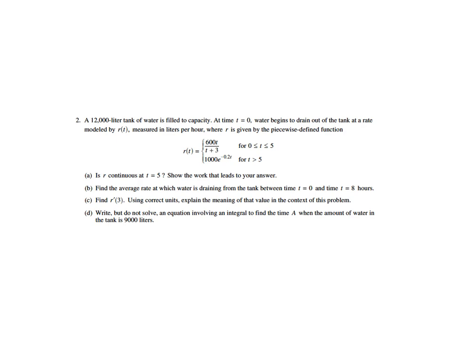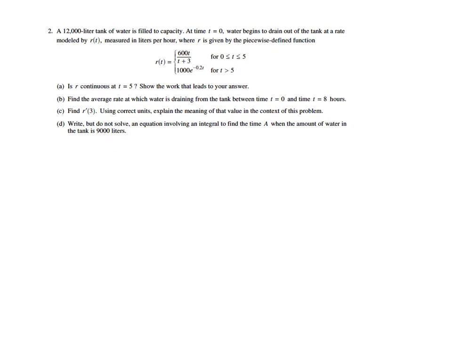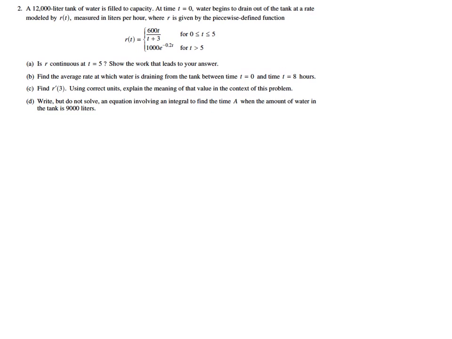So let's go through this one by one. Let's move this up out of the way here. All right, the first question is: is R continuous at t equals 5? What we need to say is that, first of all, both parts are continuous. So we just need to know if the value at 5 is equal for the 2 parts.